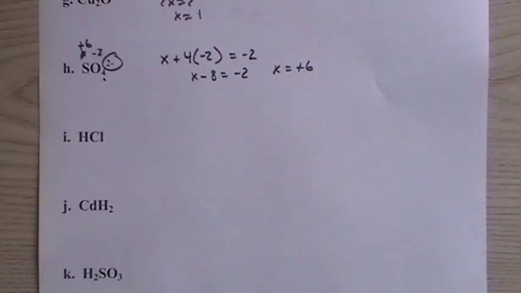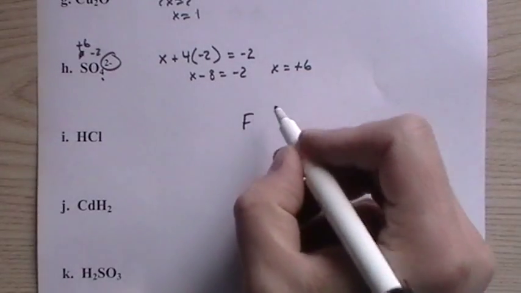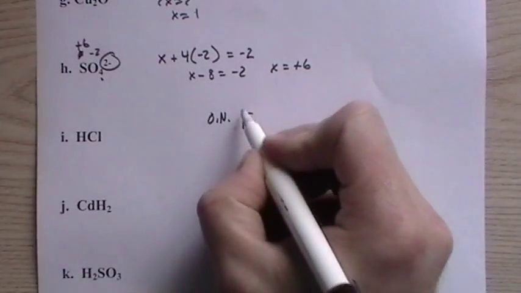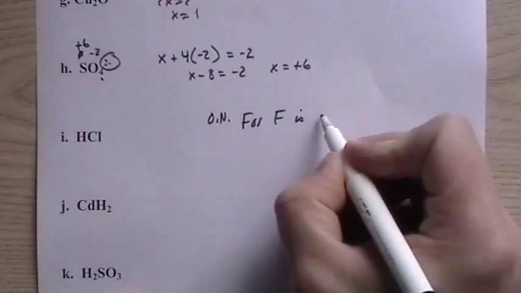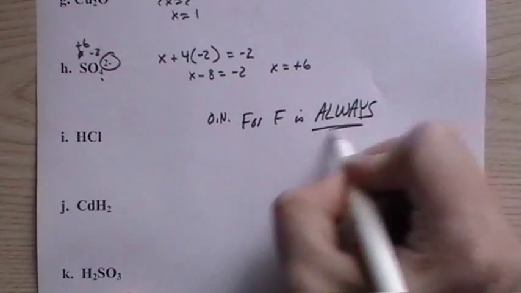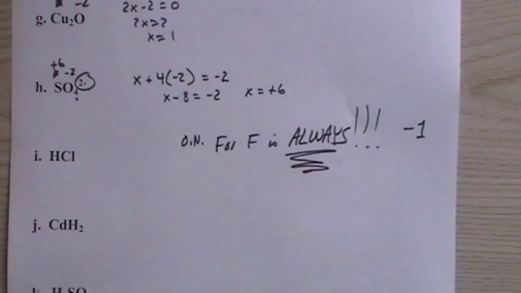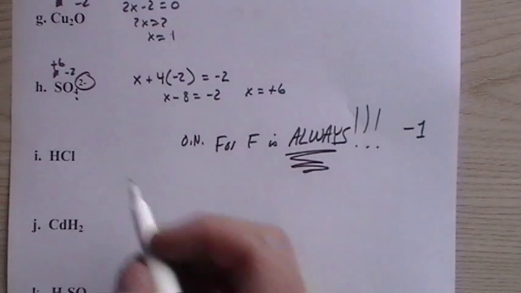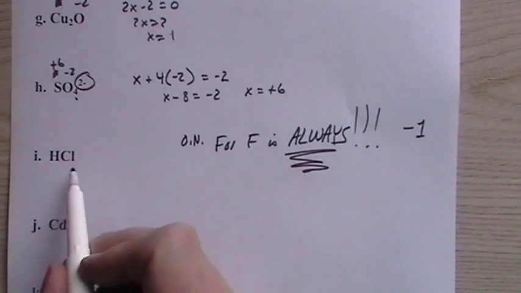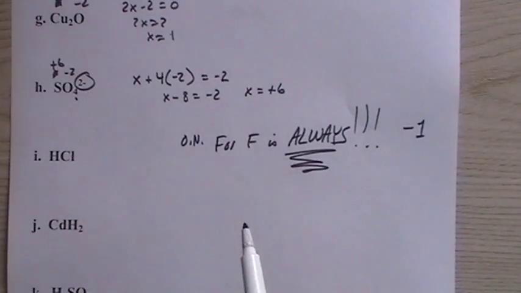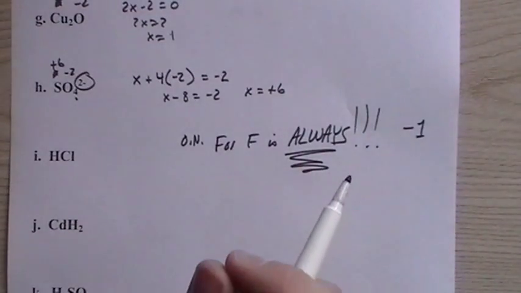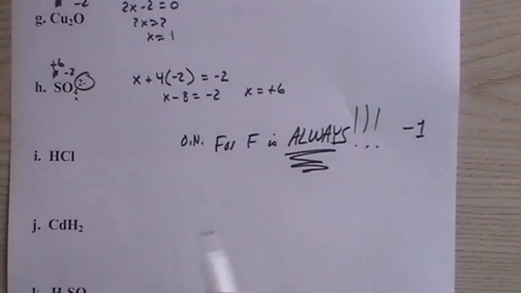Let's see, halogens. The oxidation number of fluorine is always -1. So that's a nice one to have. Oxygen is -2, so that's a great one to have. But chlorine, the other halogens are usually -1, but they can also be some other charge as well. So we've got to be careful.